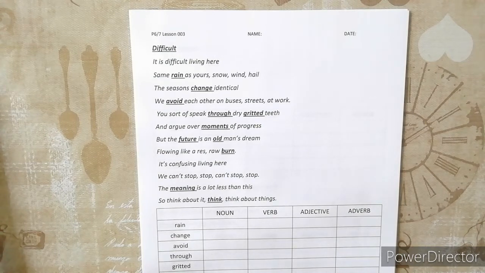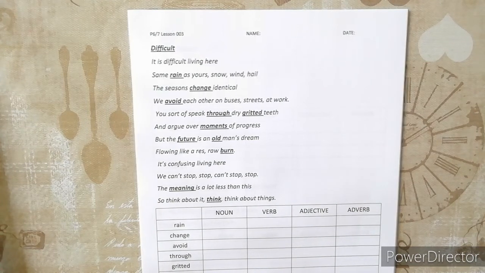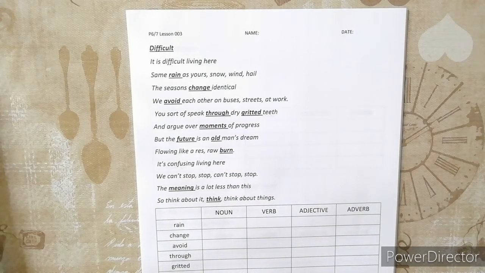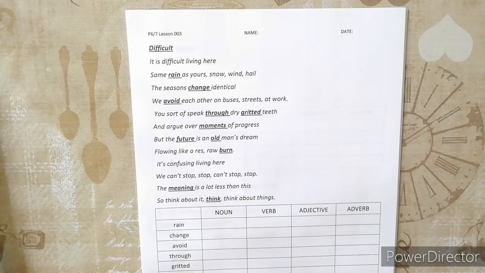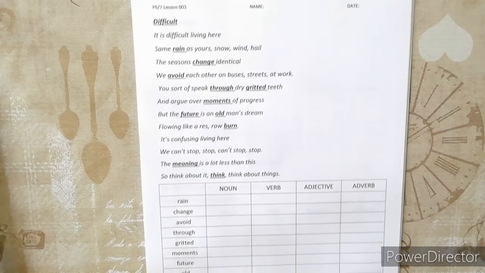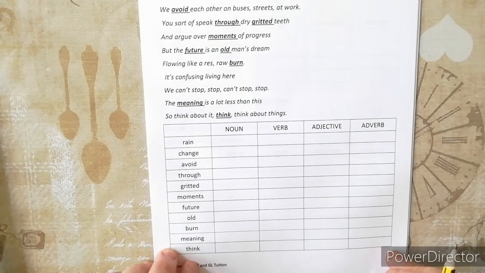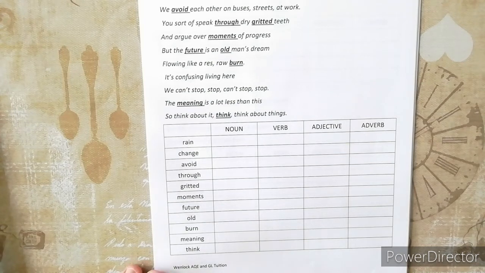So think about it. Think about things. Now in the test, don't get too worked up about words that you've never come across before, or words that you don't know the meaning of. There are always clues to work out the parts of speech, even if you don't know what the word is. For example, and I'm not using this example because you don't know the meaning of it. I know you do know the meaning of the word meaning, but look at the word meaning for me. The meaning is a lot less than this.